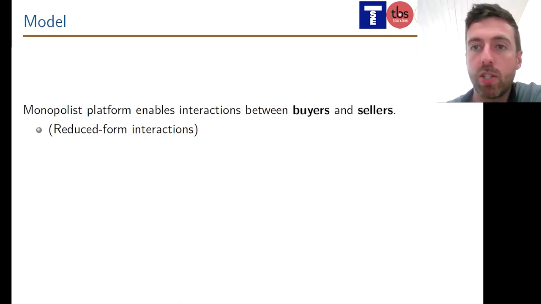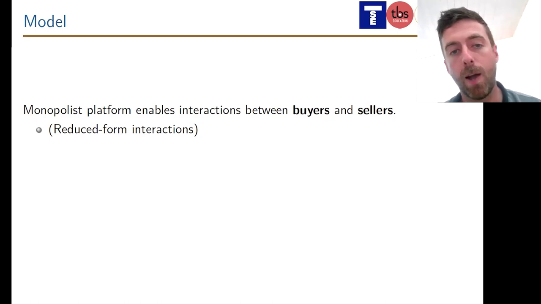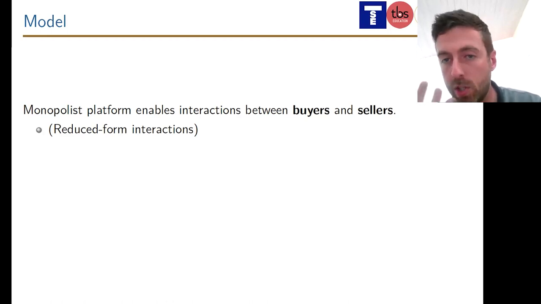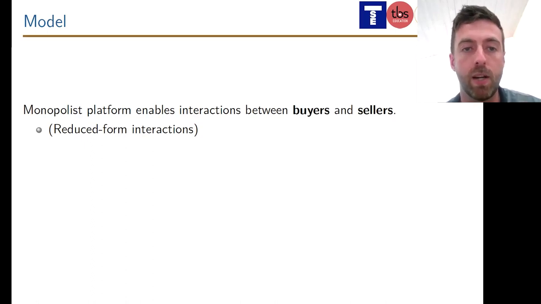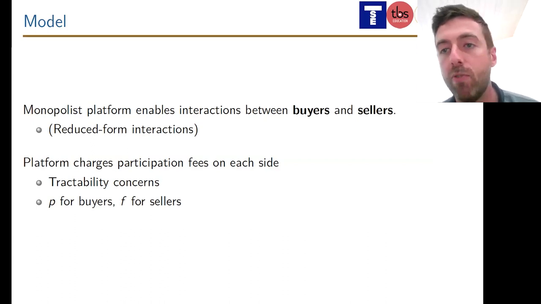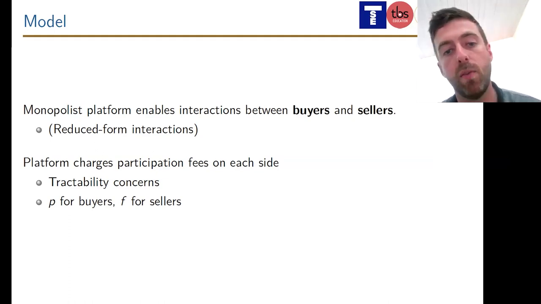So without further ado, unless there are questions, I'm going to start describing the model. We have a monopolist platform that helps interactions between buyers and sellers. We call them buyers and sellers, but we're not going to open the black box of the interaction between them. We use a reduced form way to model how buyers and sellers interact. The platform charges participation fees on each side. I will discuss later on why we don't do ad valorem fees, which are quite common, but the main reason is tractability, so it's easier to explain things with membership fees. So the fees are going to be P for the buyers, the price, and the fee F for the sellers.